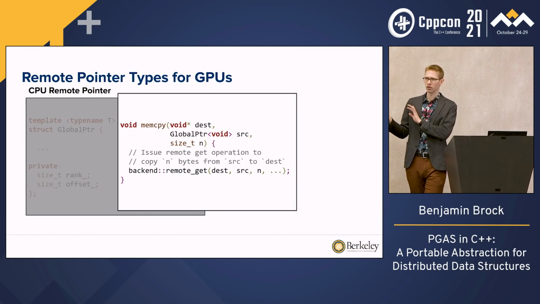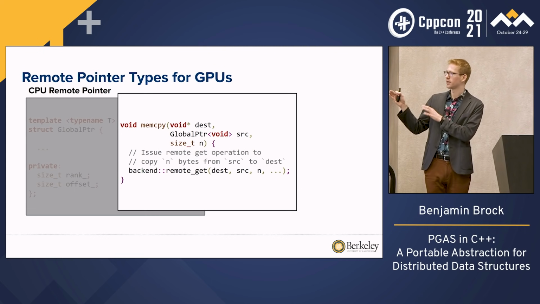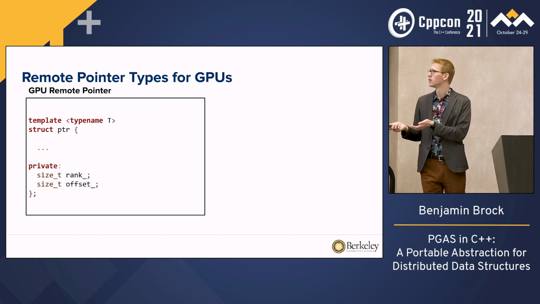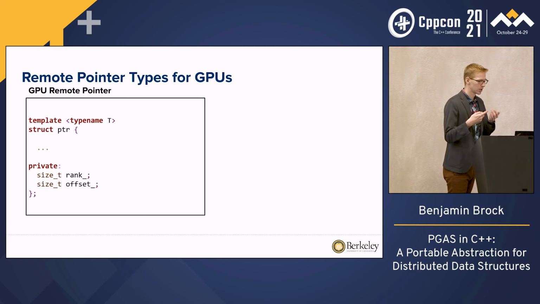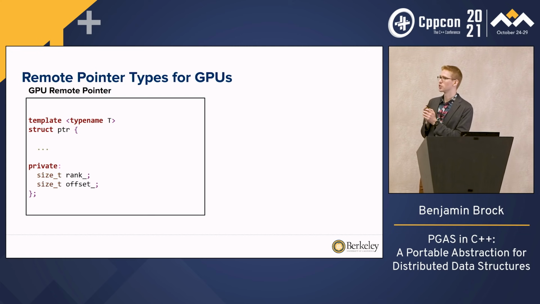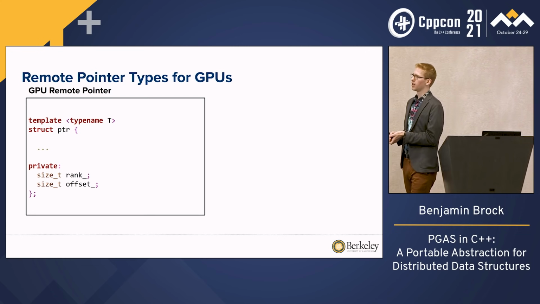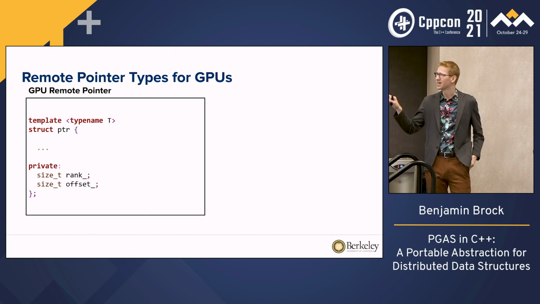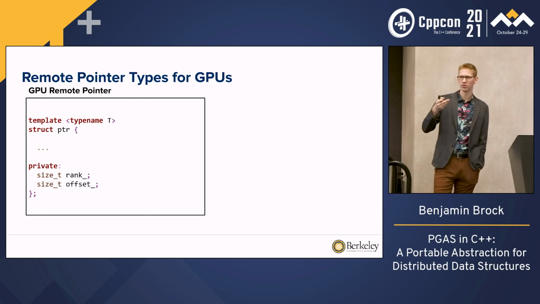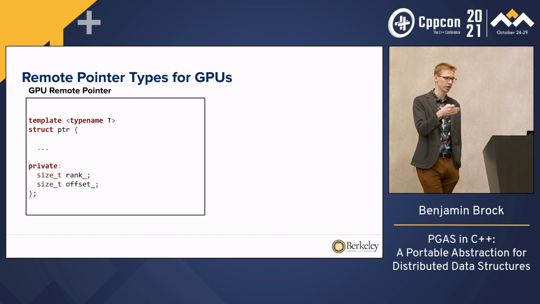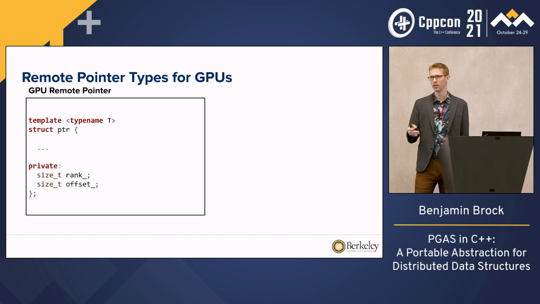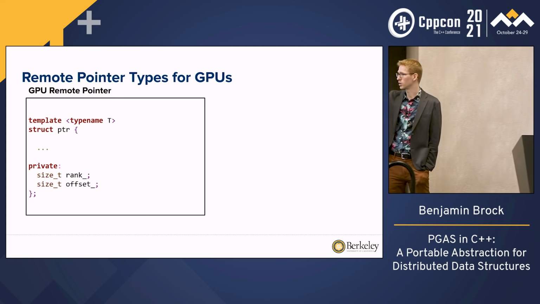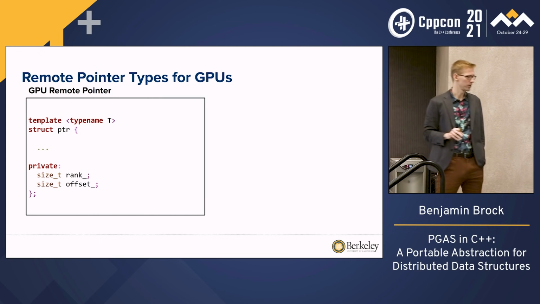As you might recall, we had this global pointer type that had a rank and an offset, and that allowed us to implement a memcopy implementation. Now we have a GPU remote pointer, and it also has associated with it a rank and an offset. Currently, this is all that's necessary because all of the libraries that I told you about only allow you in your distributed programs to associate one process per GPU. You can't have more than one GPU per process. If we did, we would probably need more here to indicate not only what process you're on, but also what GPU within that process.